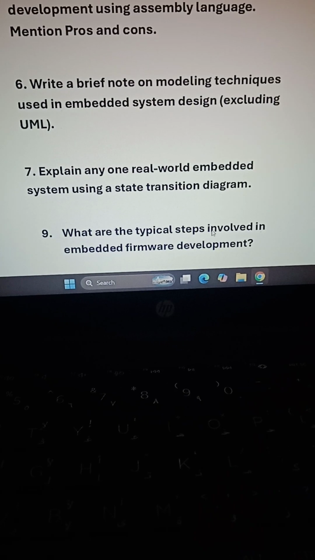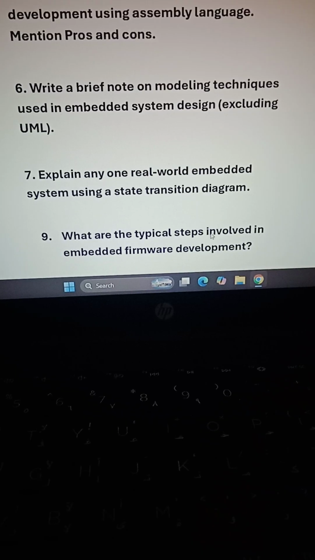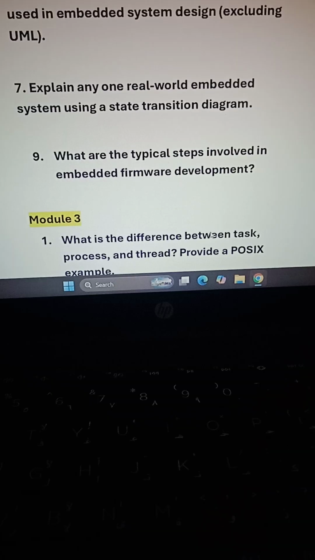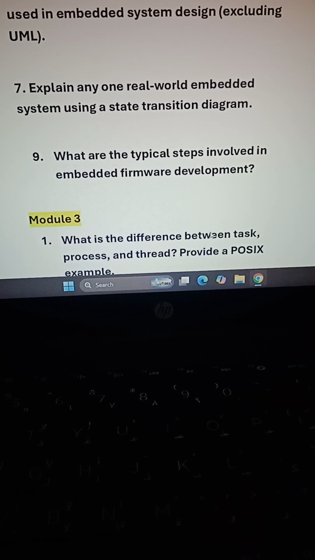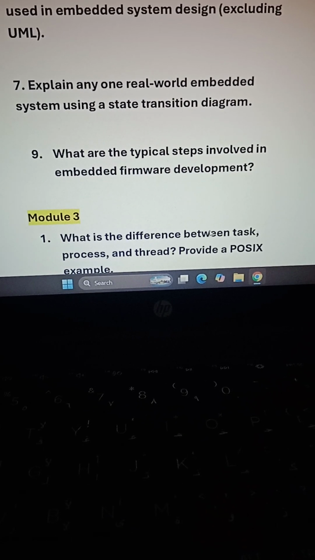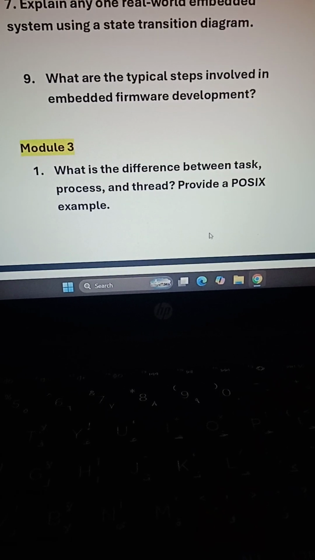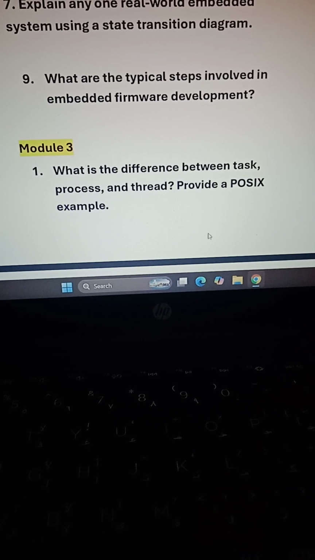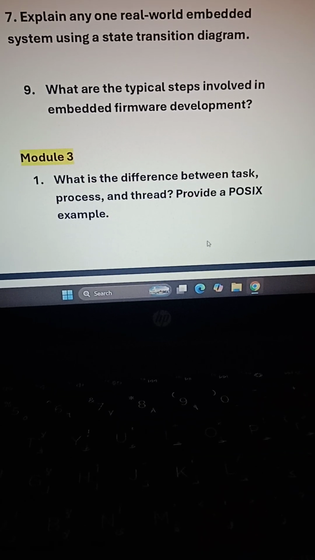Question number 5. Illustrate the process of firmware development using assembly language. Mention pros and cons. Question number 6. Write a brief note on modeling techniques used in embedded system design, excluding UML. Here, excluding UML means no need to write UML, you only have to write a brief note on modeling techniques. Question number 7. Explain any one real world embedded system using a state transition diagram. This diagrammatic question is very important, so in my view, don't skip diagrammatic questions.